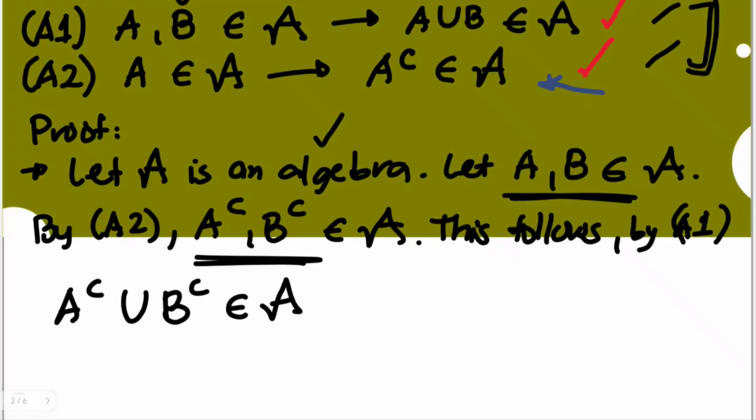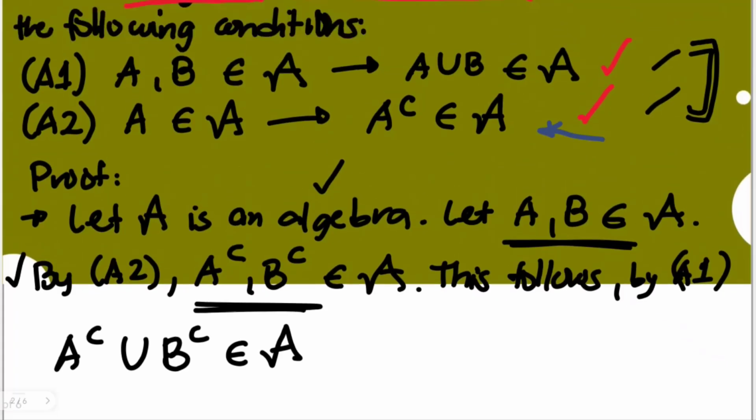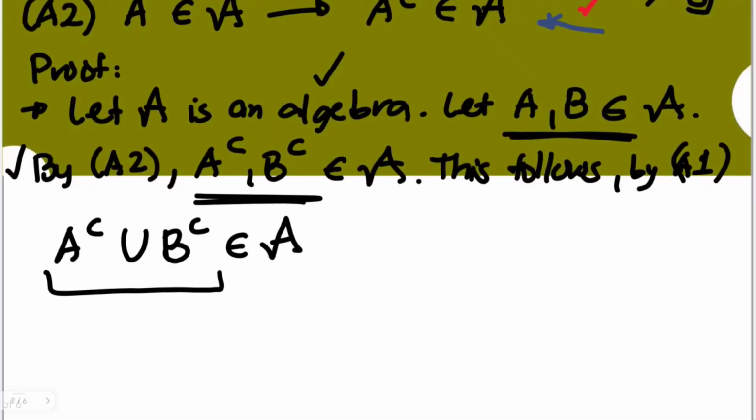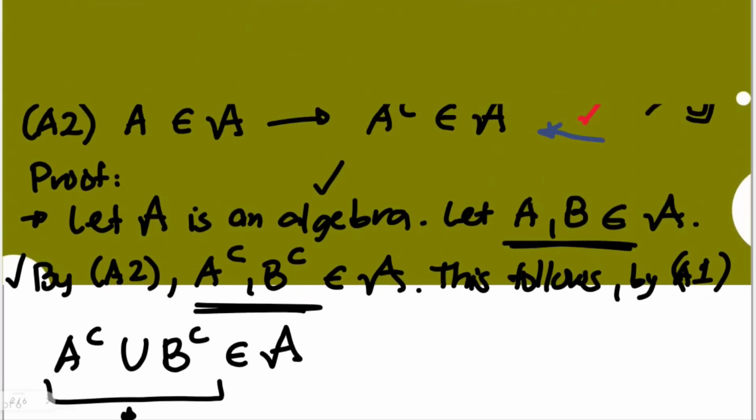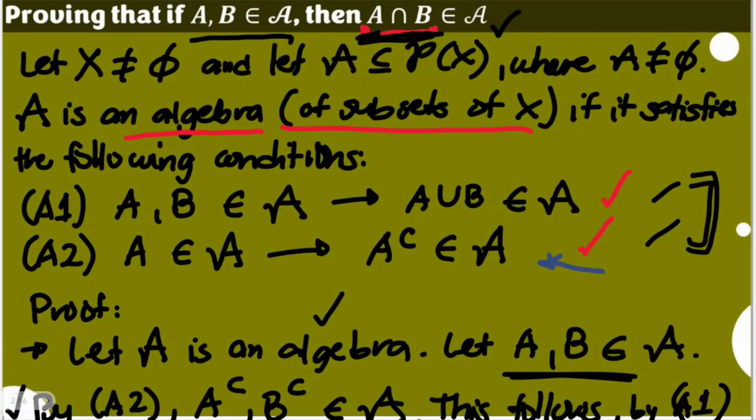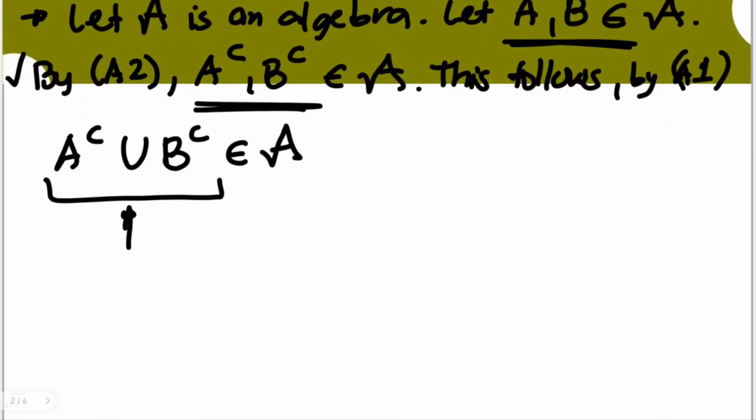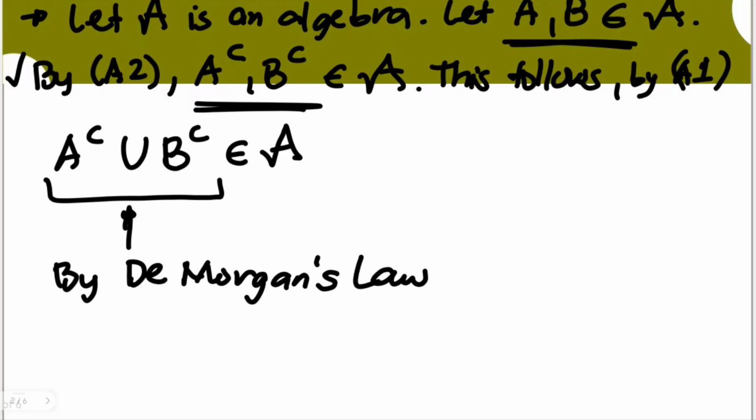Take note, for the first statement, we used A2 to make sure that the complements are also elements of script A, and by A1, we can say that their union must also be an element of script A. Now, what can we further say from this statement of union? Take note that by De Morgan's law, if you can still remember De Morgan's law, there are two statements of De Morgan's law.